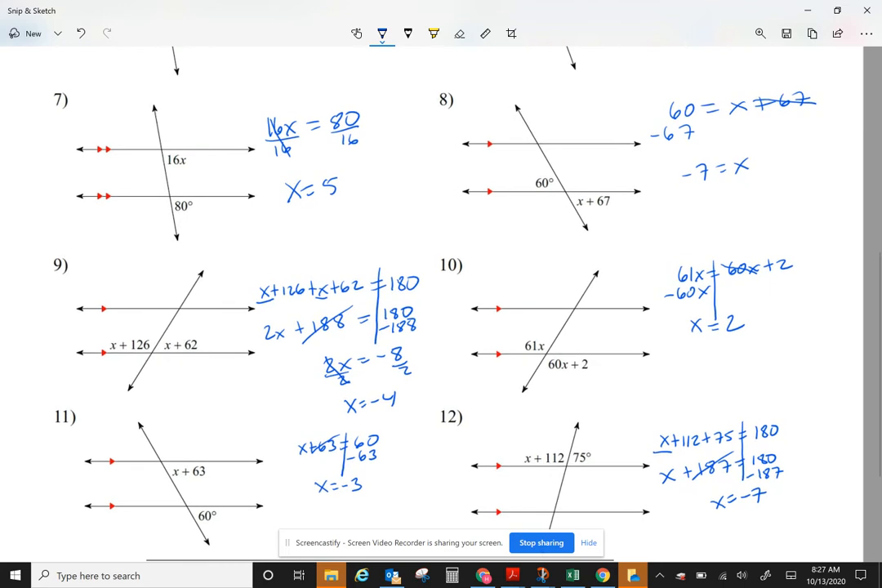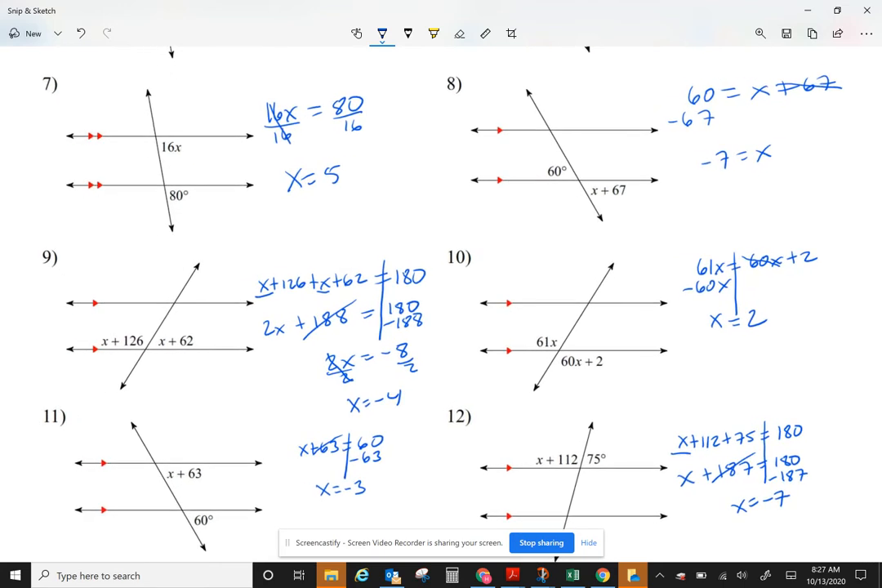The homework for tomorrow, for Thursday, is going to be pretty much the same thing. And then we do have our quiz this Friday that is going to be covering these 3 new rules.